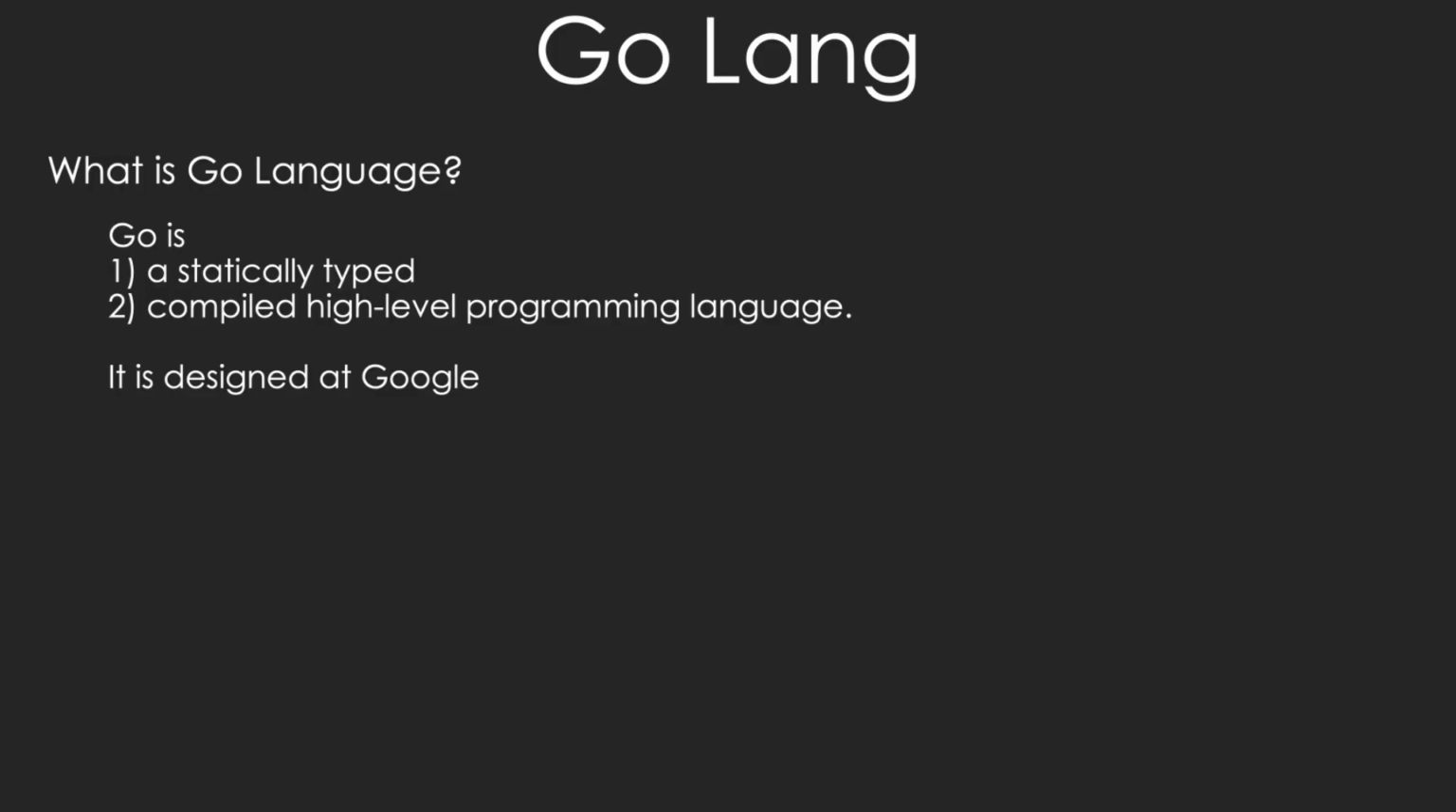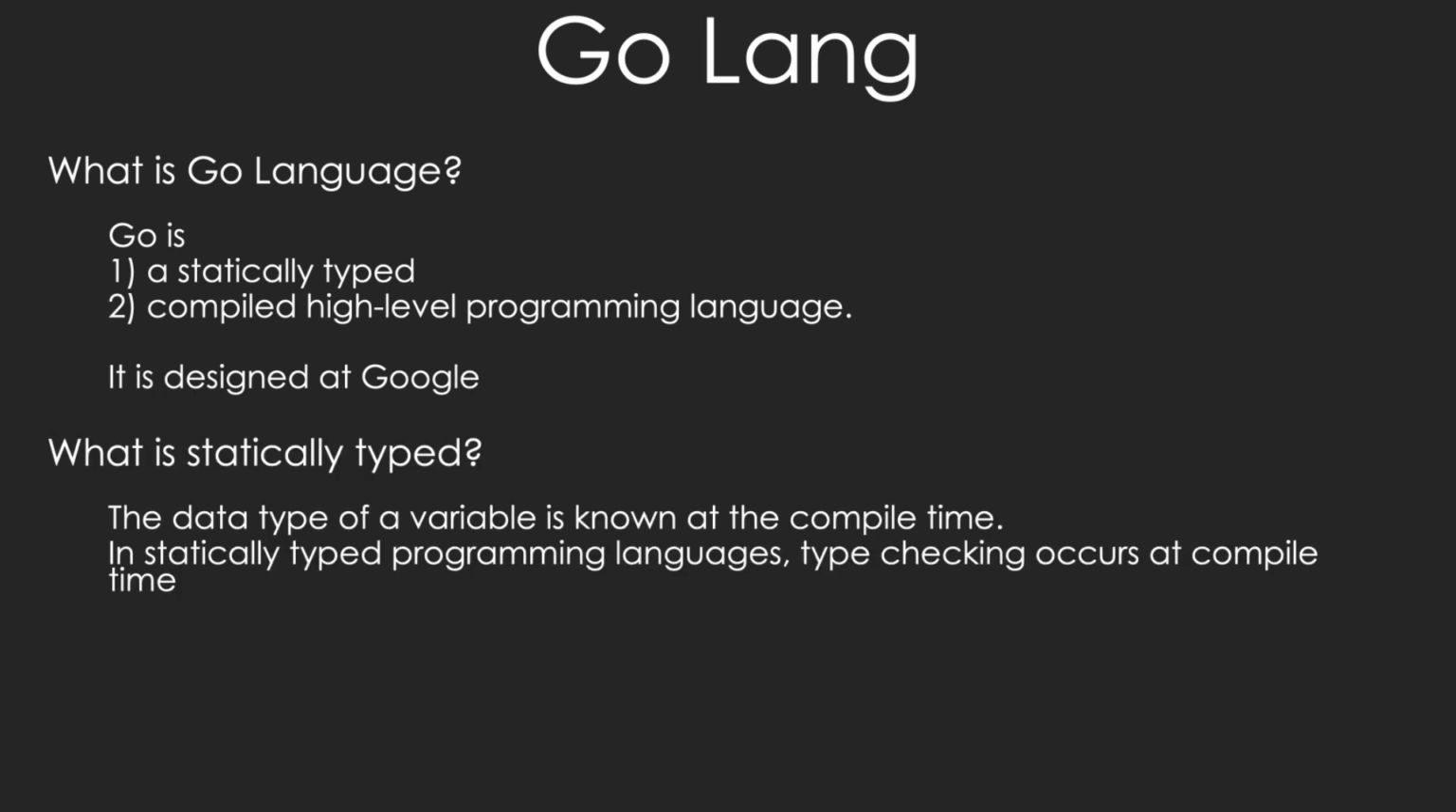We are going to see the Go programming language. What is Go? Go is a statically typed, compiled, high-level programming language. It is actually developed by Google. So what is statically typed? That's what we are going to see now.